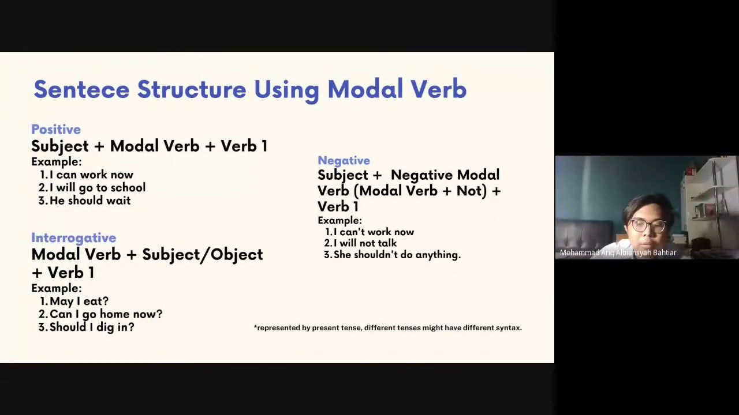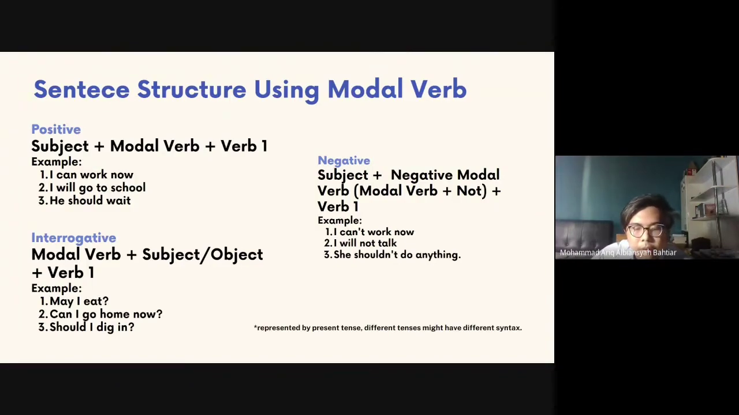So, how can we use modal verbs in sentences? There are three types of structure to use modal verbs in sentences. The first one is the positive structure. The structure of this type is subject plus modal verb plus verb 1. For example: I can work now. I will go to school. You should wait.